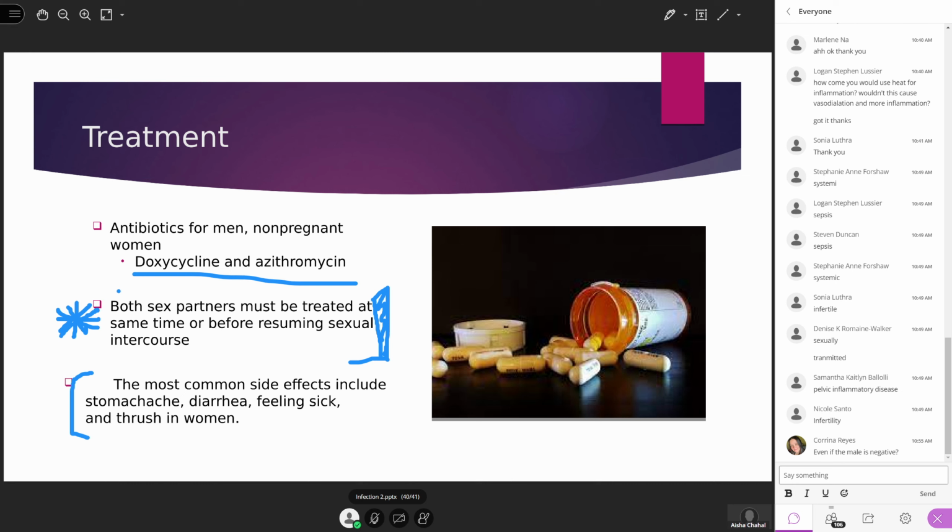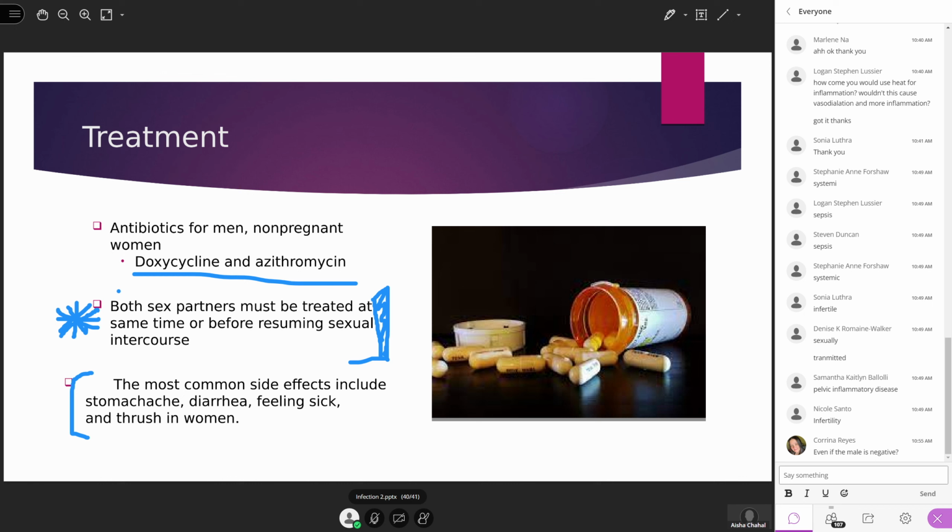Yes, absolutely. Prophylactically, they still need to get treated. That's the whole point. Both partners need to get treated at the same time, okay, before resuming sexual intercourse. And that is one thing that we have to keep in mind.